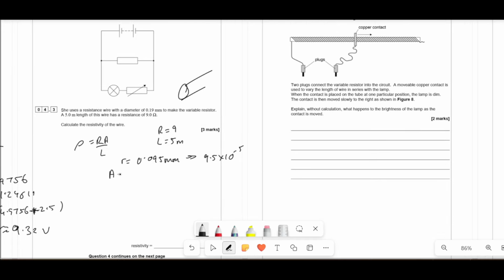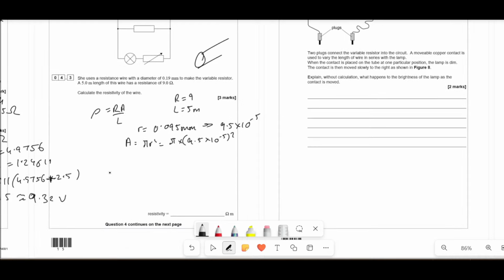Then the area is going to equal pi r squared, which is going to be pi times 9.5 times 10 to the minus 5, all squared. So that means that the resistivity is going to equal the resistance, which is 9, times its area, pi times 9.5 times 10 to the minus 5 squared, so that's pi r squared, divided by its L, which is 5. That gives us 5.104 times 10 to the minus 8, which is roughly 5.1 times 10 to the minus 8. We'll go with that, ohm meters.